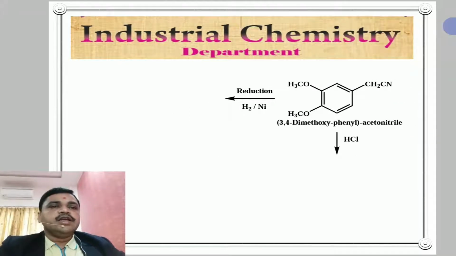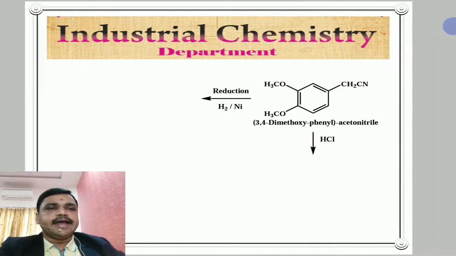Now this 3,4-dimethoxyphenyl acetonitrile is treated in one way with HCl, hydrochloric acid, and in second way it is treated with hydrogen and nickel, known as reduction. Here our compound number 1 and 2 both we synthesize from this 3,4-dimethoxyphenyl acetonitrile.